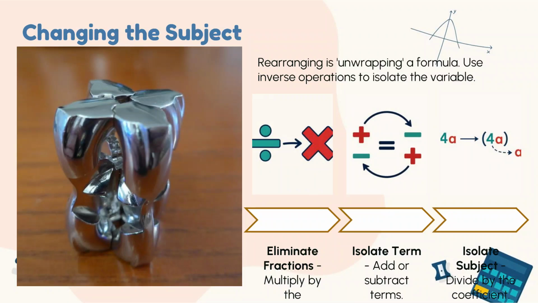If there are fractions, we eliminate them by multiplying by the denominator. Then, we isolate the term containing the subject by adding or subtracting. Finally, if the subject has a coefficient, we divide by that coefficient. The goal is to get the chosen variable completely on its own.